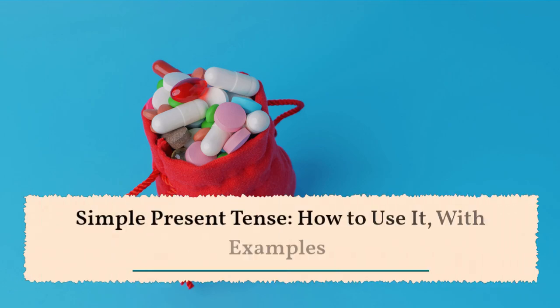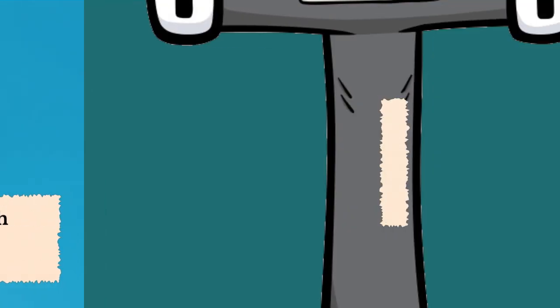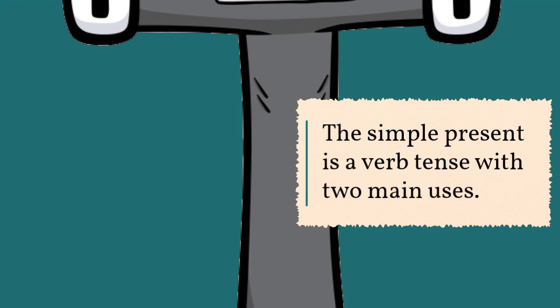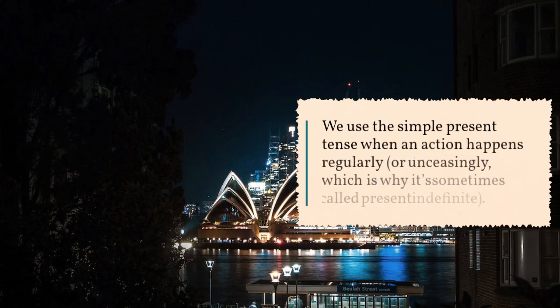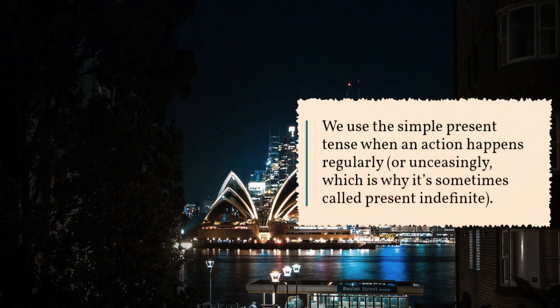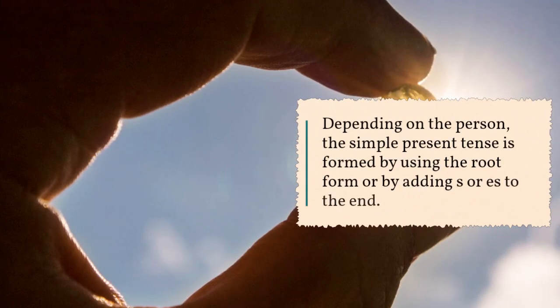Simple present tense. How to use it, with examples. The simple present is a verb tense with two main uses. We use the simple present tense when an action happens regularly, or unceasingly, which is why it's sometimes called present indefinite. Depending on the person, the simple present tense is formed by using the root form or by adding s or es to the end.